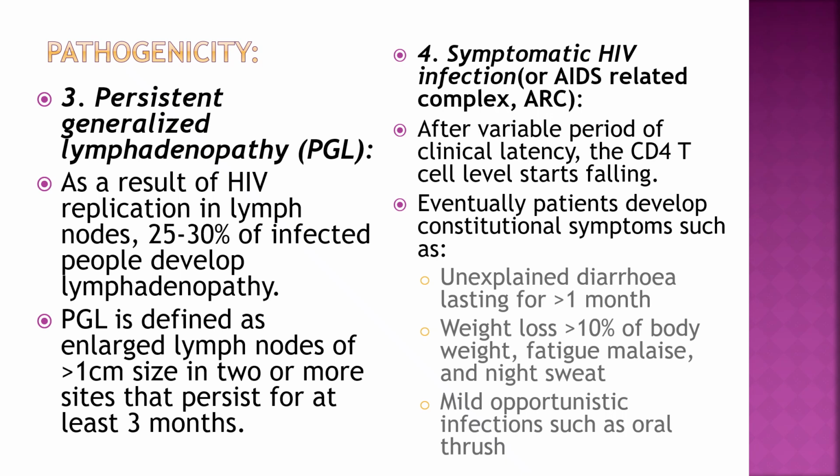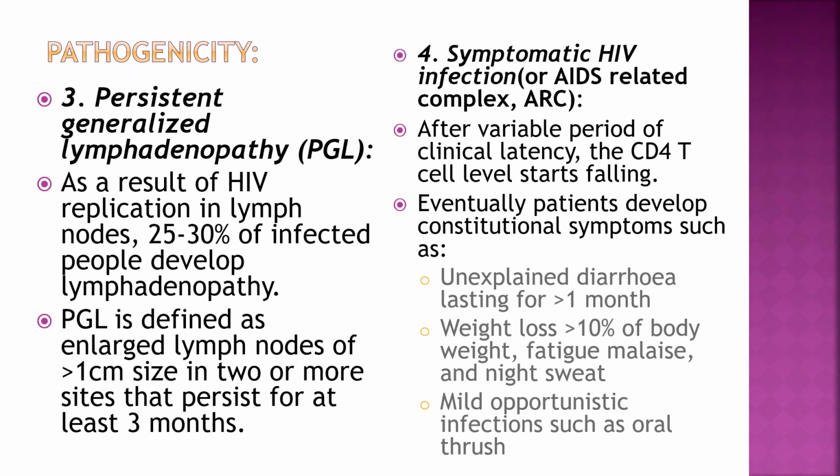Third is persistent generalized lymphadenopathy. As a result of HIV replication in lymph nodes, 25 to 30% of infected people develop lymphadenopathy. PGL is defined as enlarged lymph nodes of more than 1 centimeter in size in 2 or more sites that persist for at least 3 months.